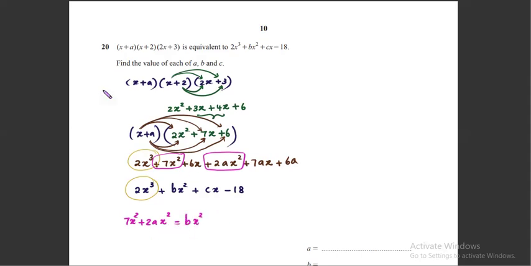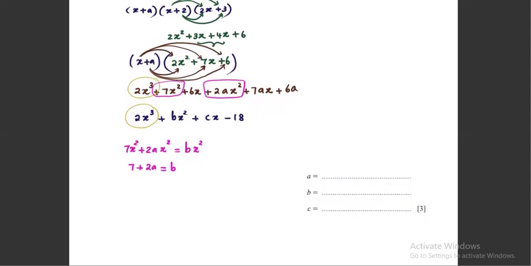They all have x squared in common. So I can write that as 7 plus 2a is equal to b, because I can get rid of the x squareds in all three terms. So I have 7 plus 2a is equal to b. Then the next thing we are going to do is make use of the other term, which is cx. Previously, we related it with this bx squared. Now we are going to move on to the cx.